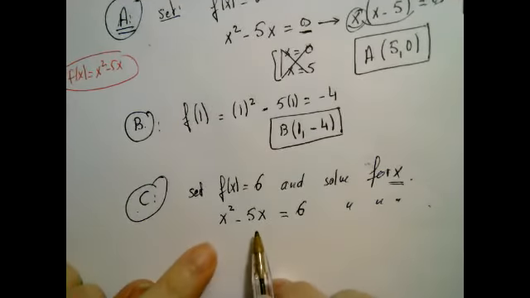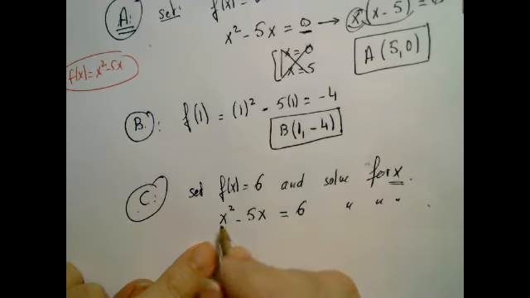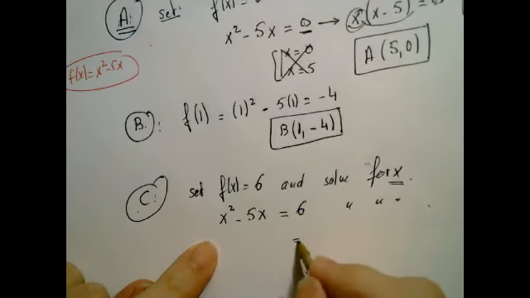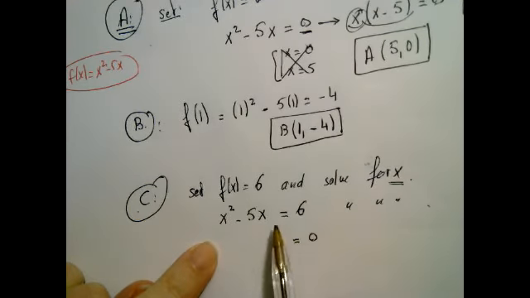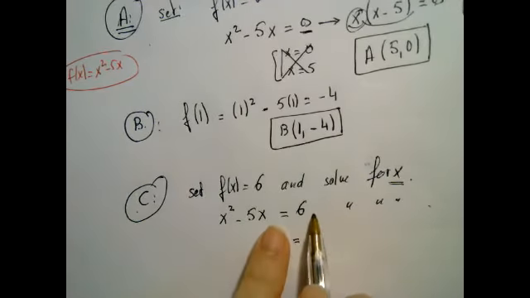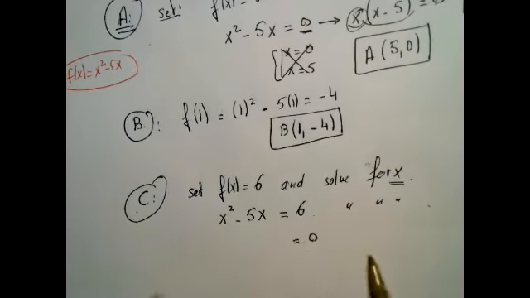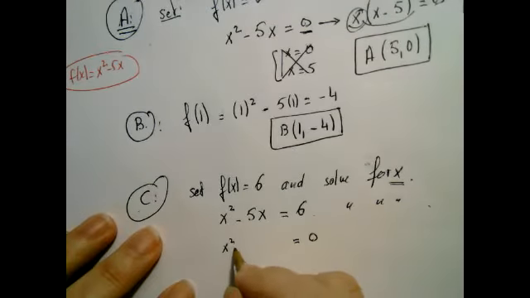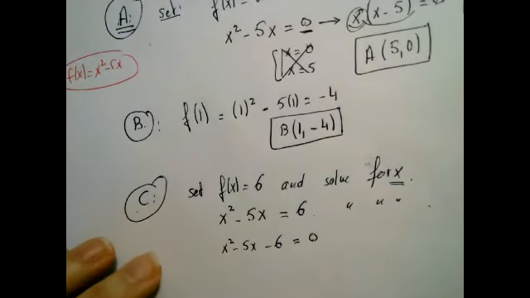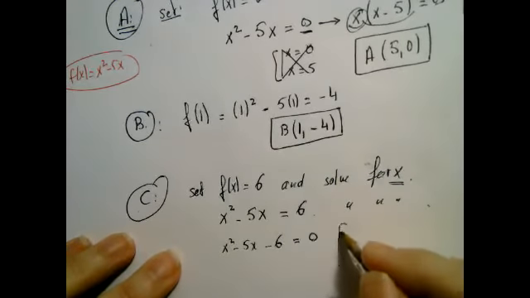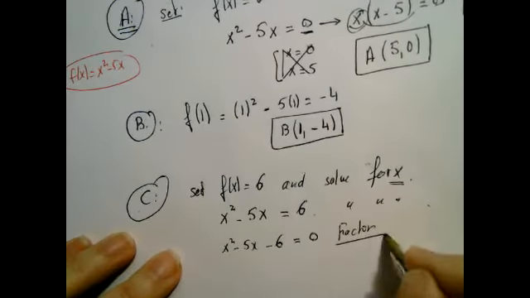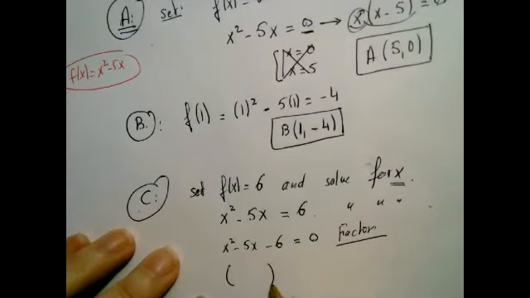Again, how do we solve this? As a quadratic, where the power of x is 2, we have to make the right part of the equality equal to 0. And the way we're going to do this is by taking away 6 from both sides. So this will give me x squared minus 5x minus 6 equal to 0. And now we have to factor the expression.